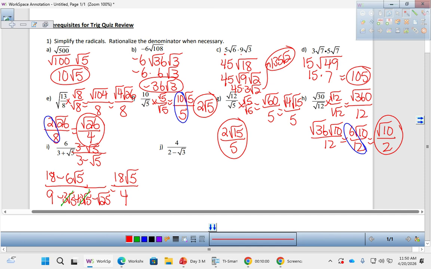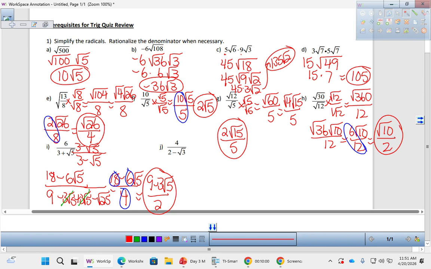Sorry, that top got messed up when I wrote it out. The top should stay the same at this part. So it's 18 minus 6 root 5. Now, because all of these numbers are even, I can reduce them by 2. So 9 minus 3 root 5 over 2 would be my final simplified answer.